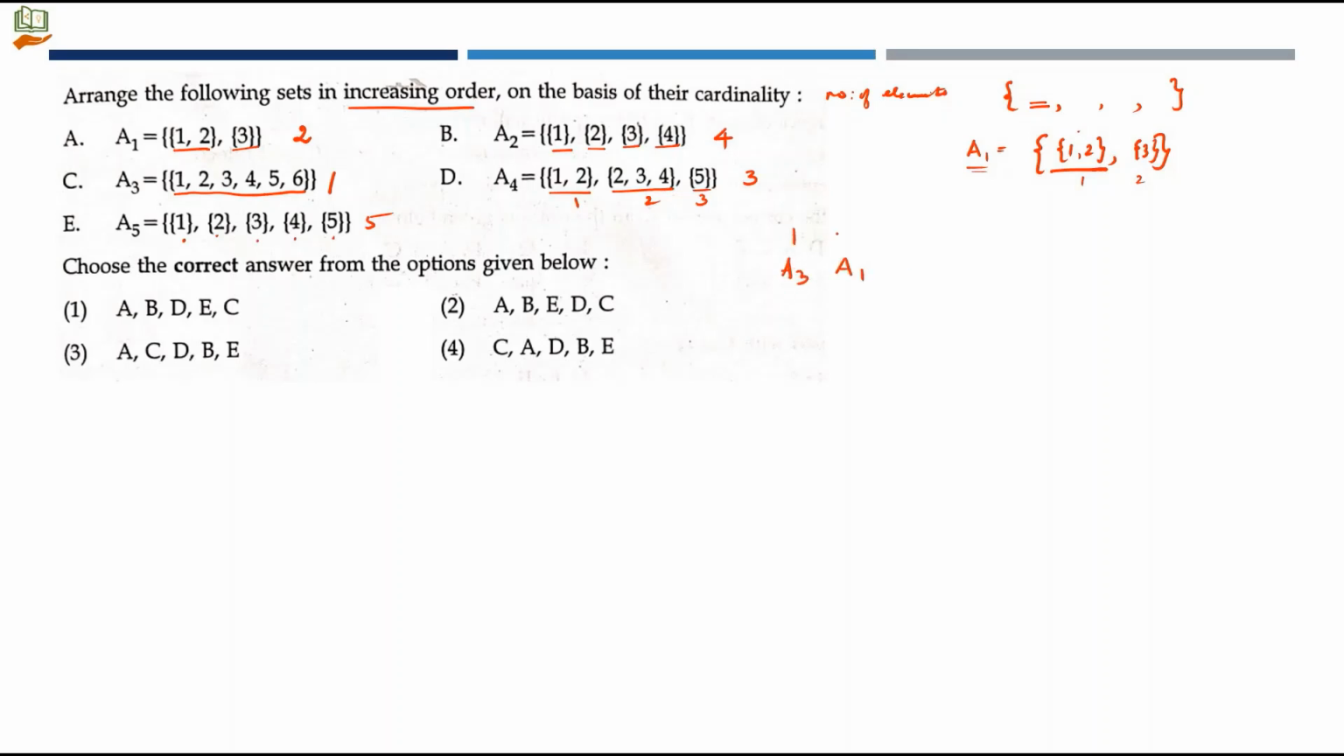So this is 1, this is 2. We have 3, 4, 5. 3 it is A4, 4 it is A2. And 5 it is A5.